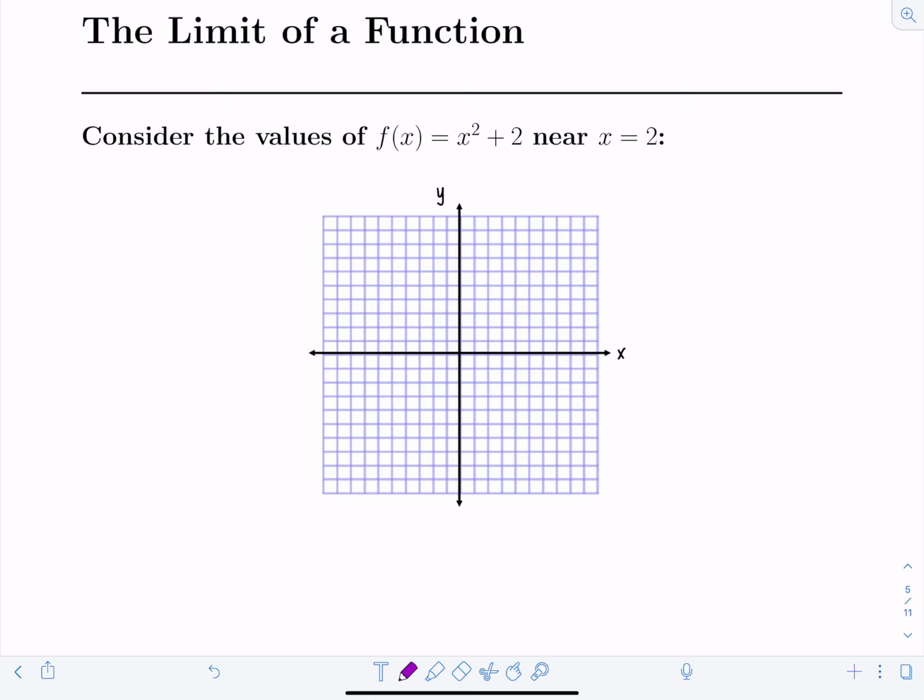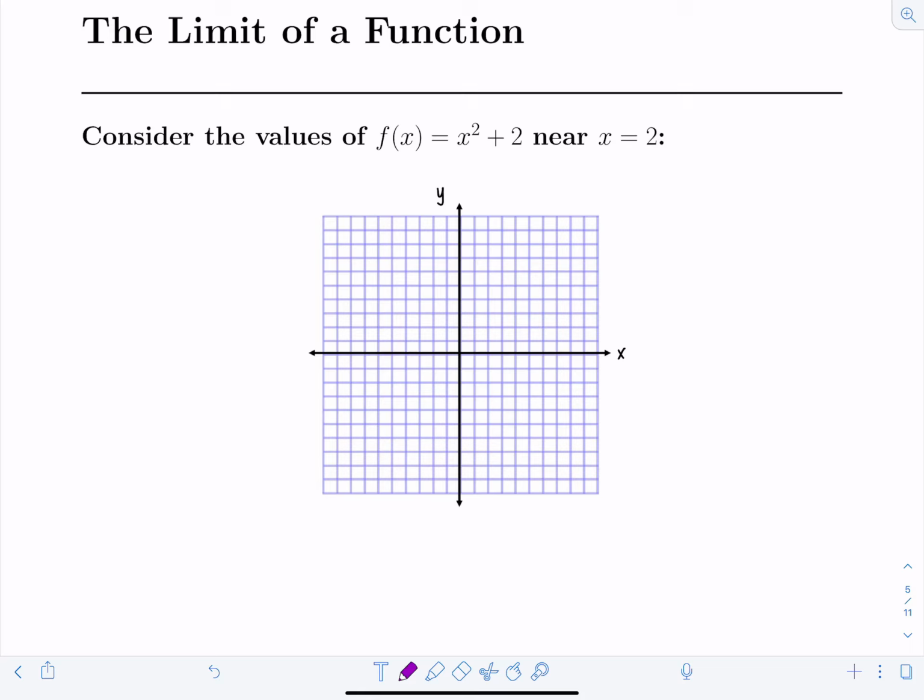Calculus 1 video lecture number 2, the limit of a function. Now, something to keep in mind when we talk about the limit of a function, we're not necessarily referring to the value of the function, but rather what values or where the graph is tending towards as x approaches a certain value.